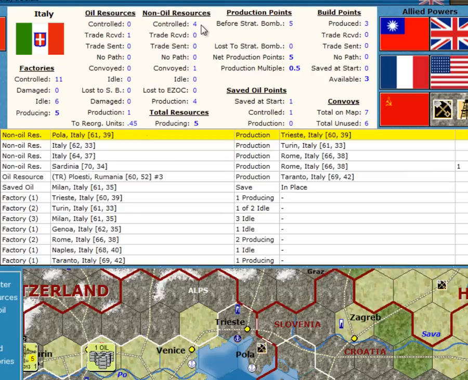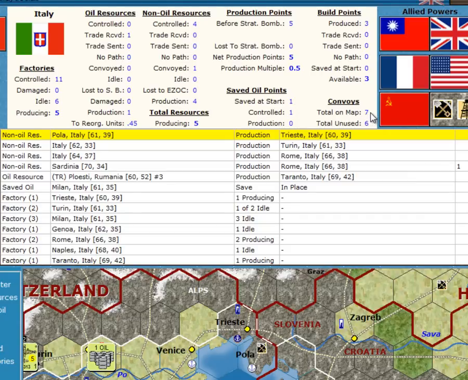They have 4 non-oil resources, one of which is coming in via overseas. It's convoyed overseas. So they have 4 in production from non-oil, 1 oil, which gives them 5 in production, which is why 5 of their factories are producing and the other 6 are idle. This gives them 5 production points before strat bombing. There's no strategic bombing, so they still have 5 net. Their production multiple is a half, so a half times 5 is 2.5, which rounds up to 3 build points. So at the end of this turn, they're going to have 3 build points, which will be available for them to build units with. They have 1 saved oil point, which they're keeping.